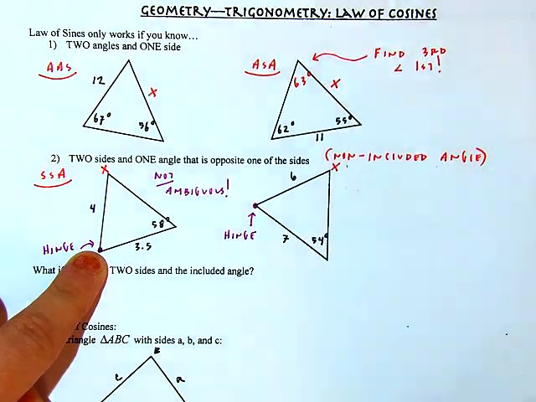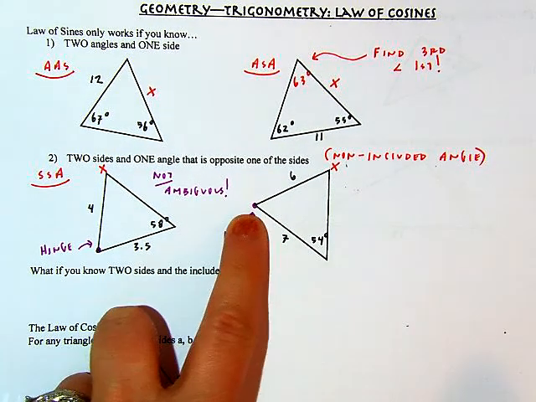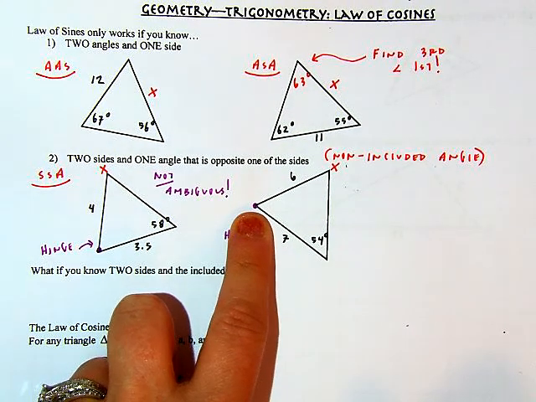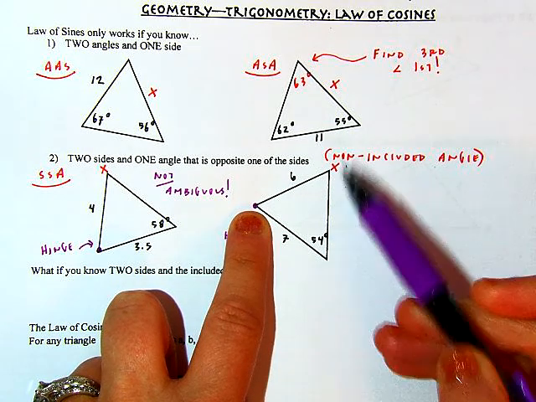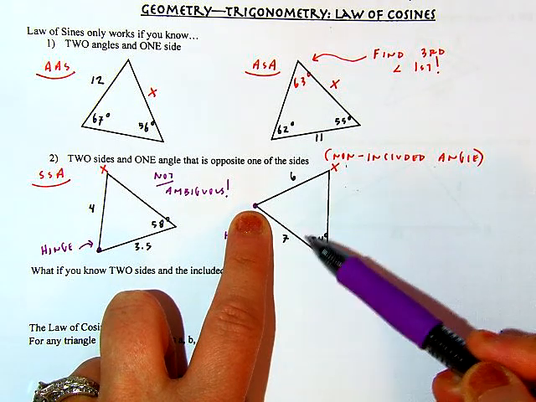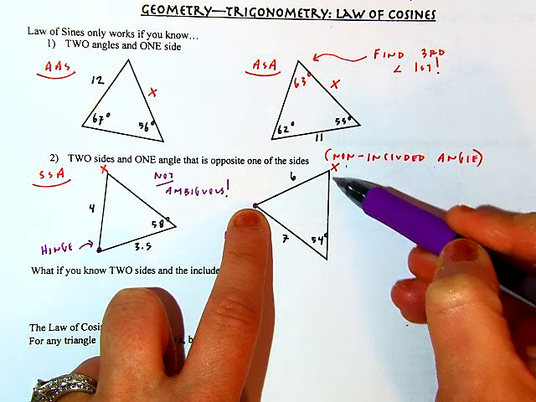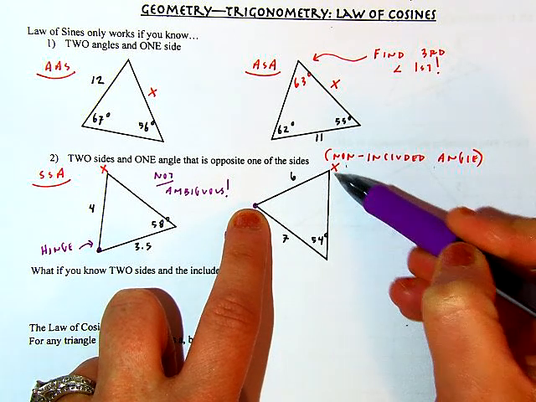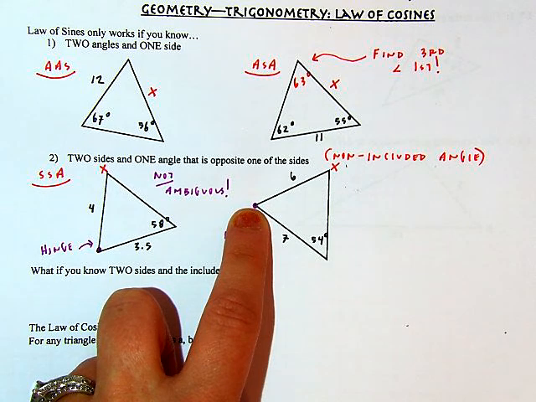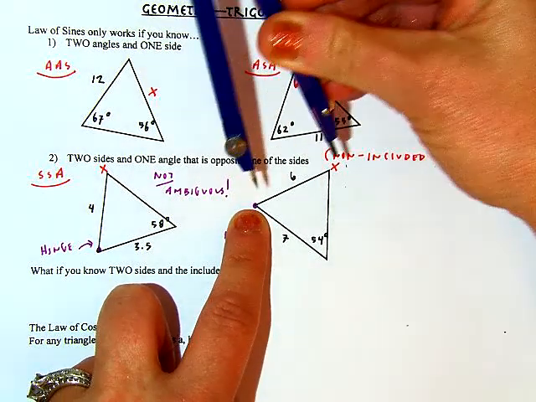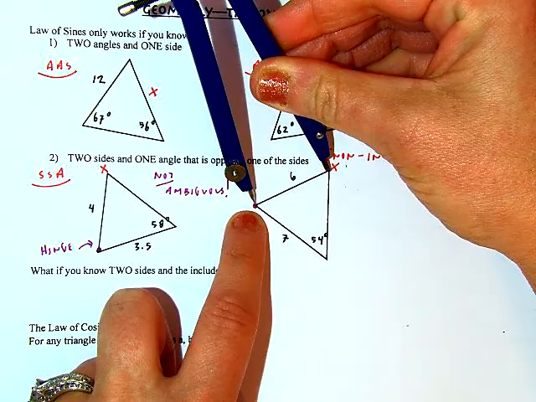Right, so process of elimination, this one must be ambiguous. So here is my hinge, and when I look at the side right here, 6, opposite the marked angle, I see that here it's smaller than my other side right here. So that means where that hinges, this side can flap, it can swing into an alternate position about right here. Let me show you that with my compass. So here I have my compass setting to this side right here. So right here is my hinge.